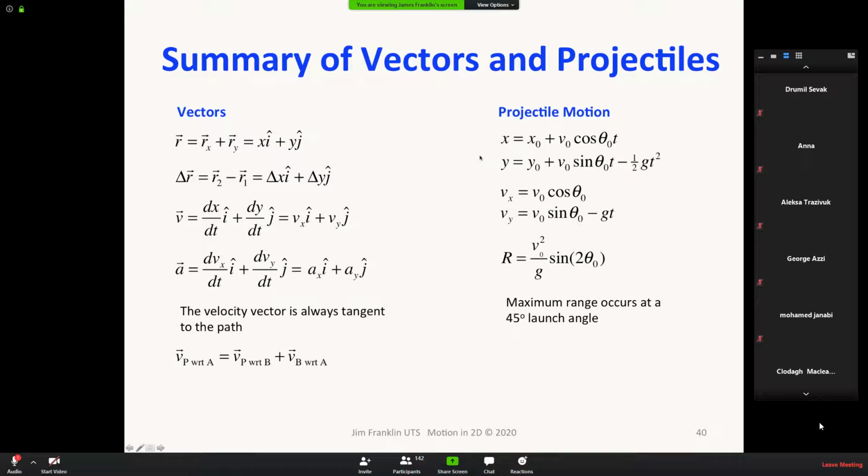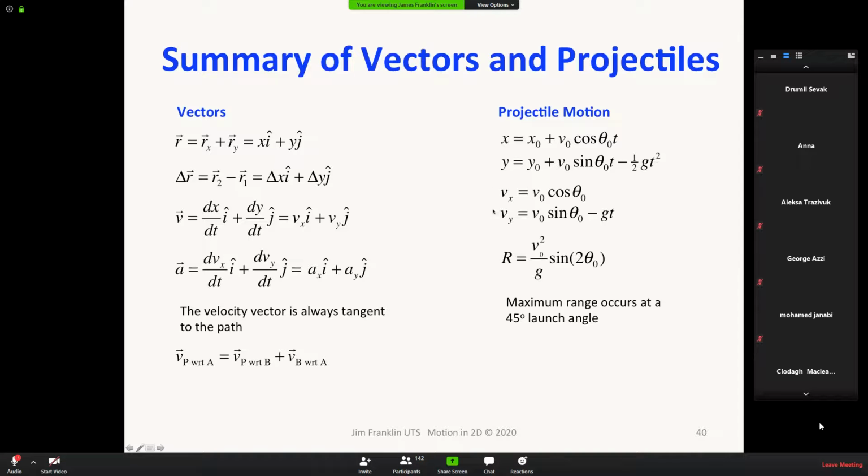For projectile motion, we have no acceleration in the horizontal direction and acceleration of minus g in the y direction. It's assuming we take upwards as positive. So just the x coordinate, whatever we start with, plus the x velocity, and that's just going to be the initial speed times cosine of the initial angle times t. And y is the initial position plus the initial y velocity times t minus a half g t squared.